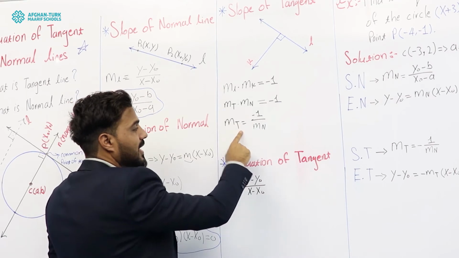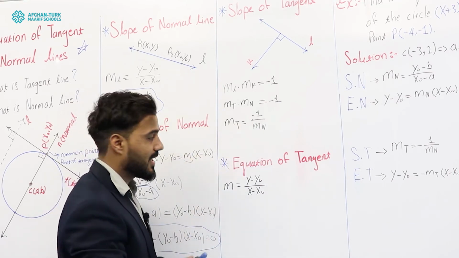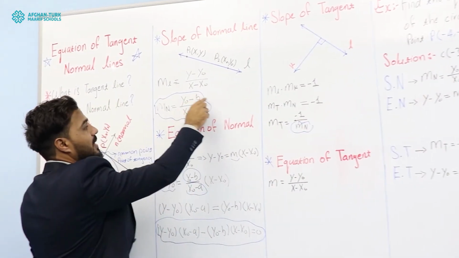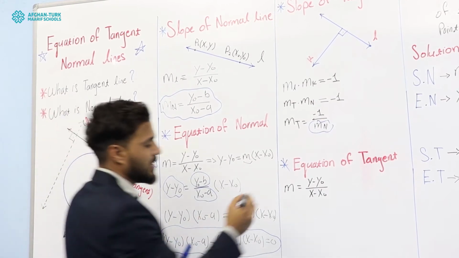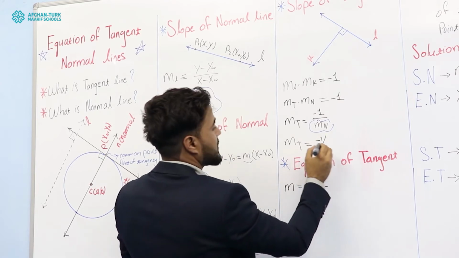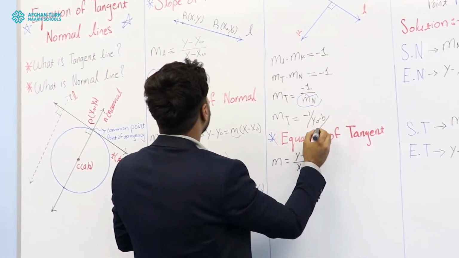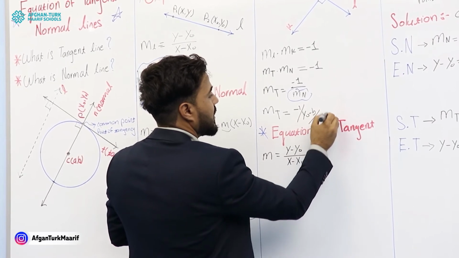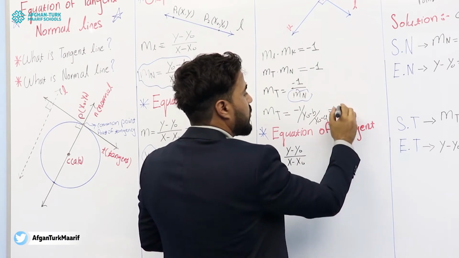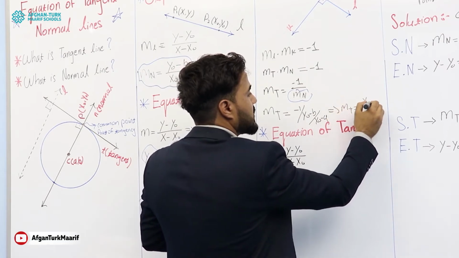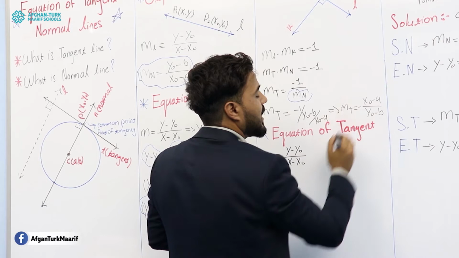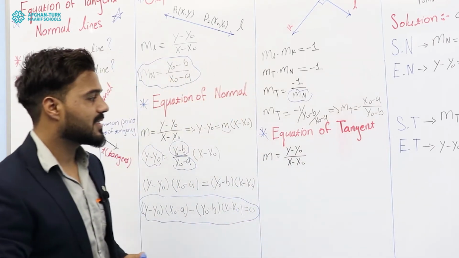We will get m of tangent line is equal to minus 1 over m of normal line. So now I'm going to write instead of m of n its value, which is y0 minus b divided by x0 minus a. So slope of tangent will be equal to minus 1 divided by m of n, which is y0 minus b divided by x0 minus a. Now I'm going to simplify this equation. So slope of tangent will be equal to negative x0 minus a divided by y0 minus b, minus x0 minus a divided by y0 minus b.